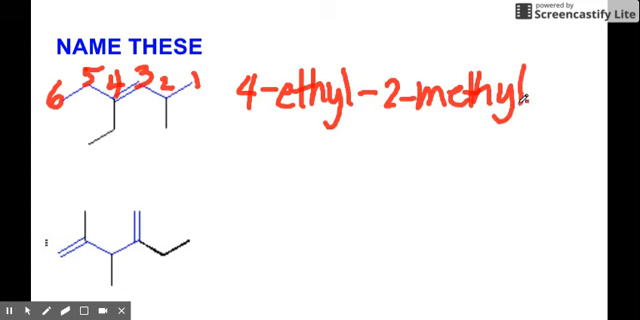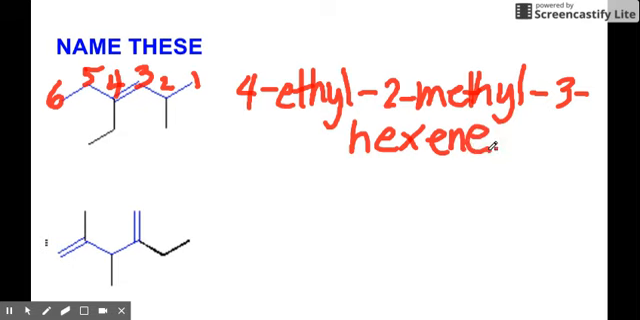And then next, because our branches are all there, we will now mention our double bond's location, in which it's important that you place the number where the double bond is. And because it's between 3 and 4, you choose the lower number, so that means dash 3 dash, which I'll just put down hexene. So the complete name therefore is 4-ethyl-2-methyl-3-hexene. So that is now our complete name of our first structure.